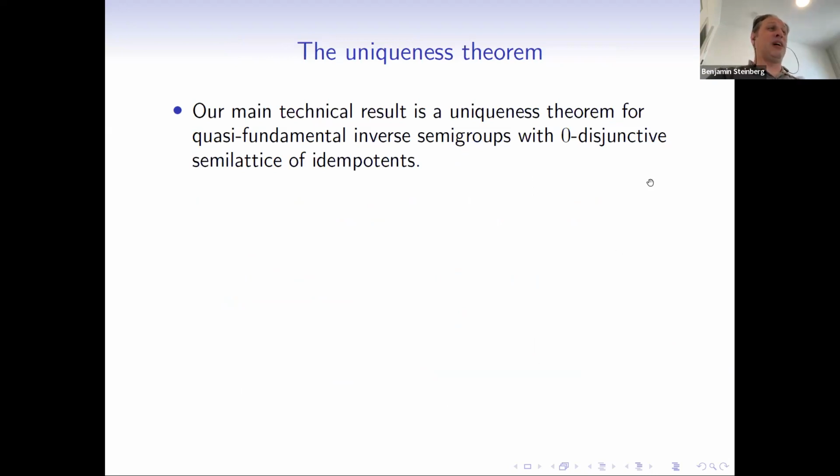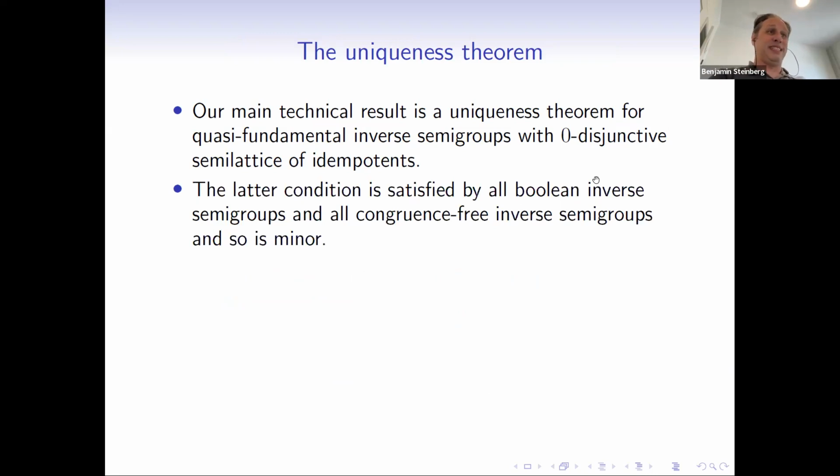Okay, so our main result at the end of the day for our simplicity theorem is a uniqueness theorem for quasi-fundamental inverse semigroups. So that's like topologically free guys with this technical condition of a zero disjunctive semilattice of idempotents. I'm not going to define it, but let me just tell you, every Boolean inverse semigroup has a zero disjunctive semilattice of idempotents. So if all you care about are Boolean inverse semigroups, you can ignore this condition. And being congruence free also makes you have a zero disjunctive semilattice of idempotents.